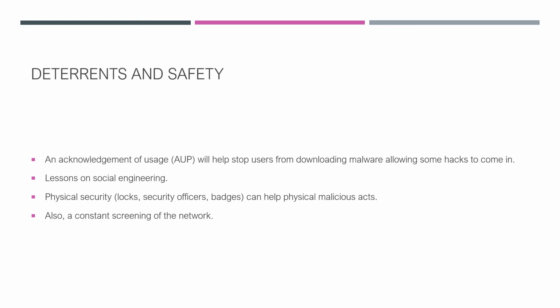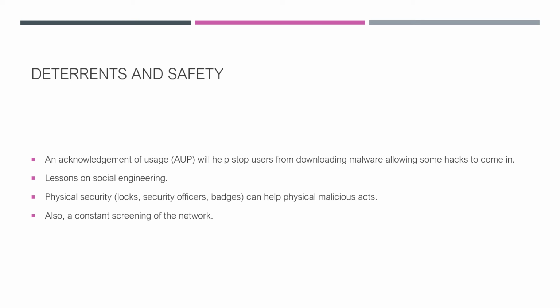Some deterrents and safeties that we like to go over start with an acknowledgement of usage. If you have not filled one out, we would like you to fill one out now. This is an acknowledgement that there are websites you can't go to and things you can't do, like checking your email between the hours of 8 to 5. This will help us keep track of who is not following ADP. It will also help us stop users from downloading malware. We also like to teach lessons on social engineering like this one, so you know what to look out for and how to stop it.